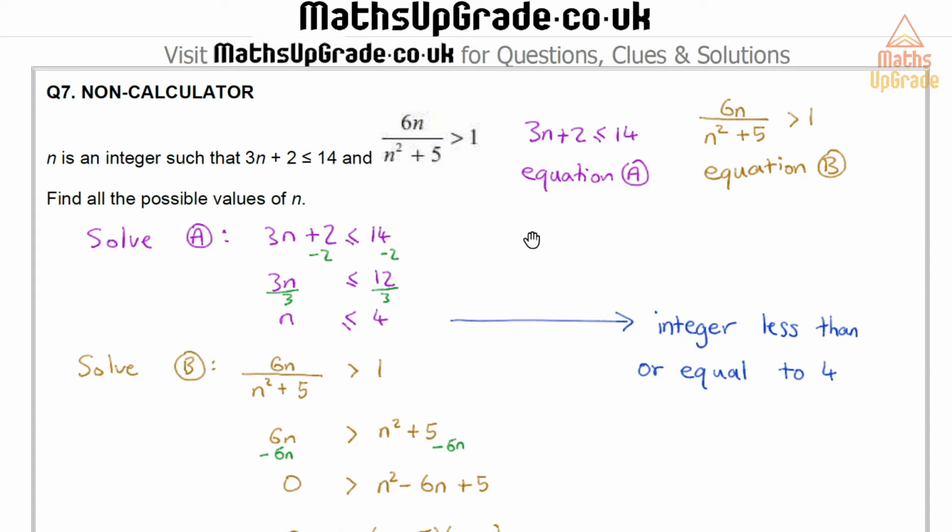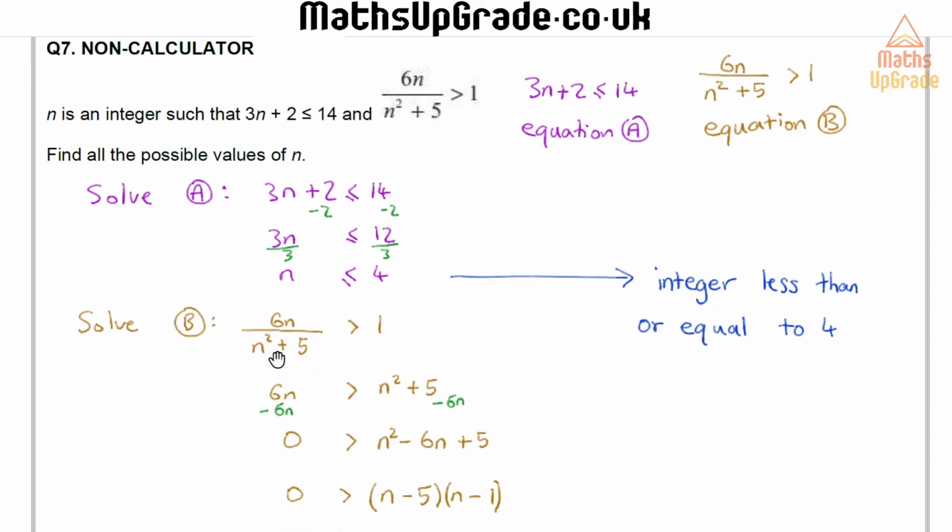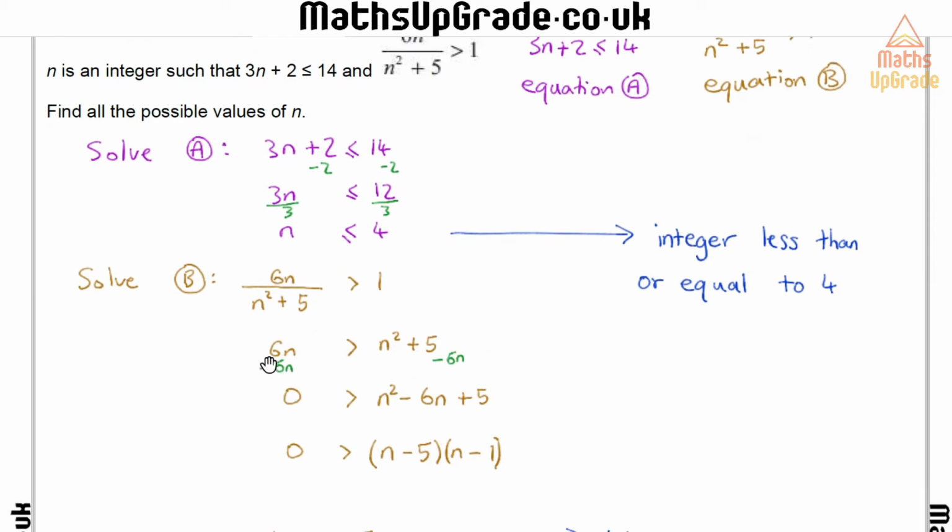Okay, the next thing I'm going to do is I'm going to solve this equation here, equation b. So first thing I'm going to do, I'm going to multiply both sides by the denominator here. So that's going to be 6n is greater than n squared plus 5. Then I'm going to form the quadratic by subtracting 6n from both sides. That gives me 0 is greater than n squared minus 6n plus 5.